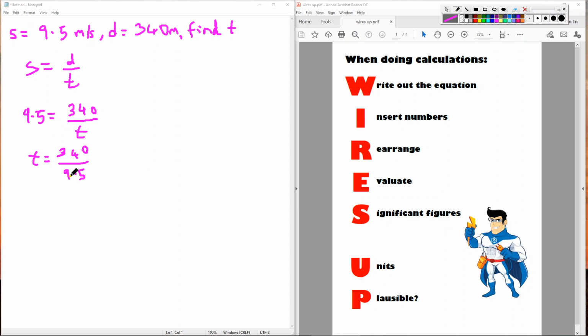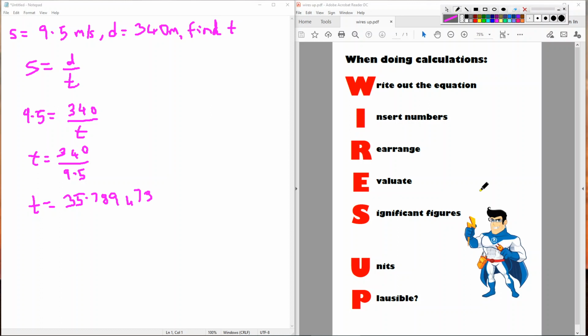So you'll need to do some evaluation. Reach for the calculator, and I've got T is equal to 35.789473. Now, this is everything that's shown on the calculator display, and this is not really a good answer in physics. There's far too many significant figures here. It implies we know the time much better than we actually do.